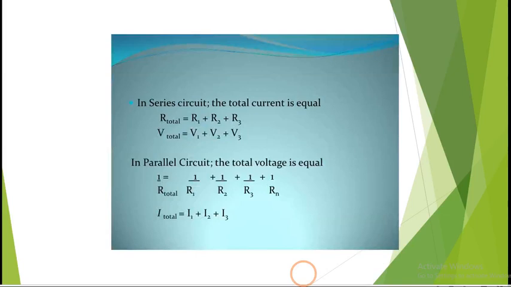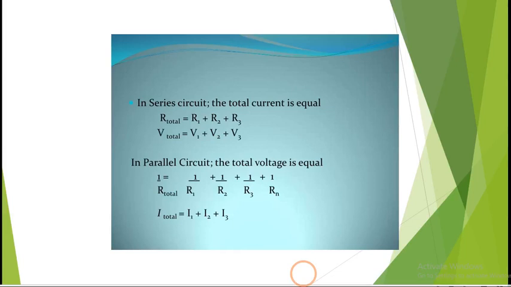In short, in a series circuit, the total current is equal. In a parallel circuit, the total voltage is equal. So in series, R is equal to R1 plus R2 plus R3 and so on. And in parallel, 1 upon R is equal to 1 upon R1 plus 1 upon R2 plus 1 upon R3 and so on.